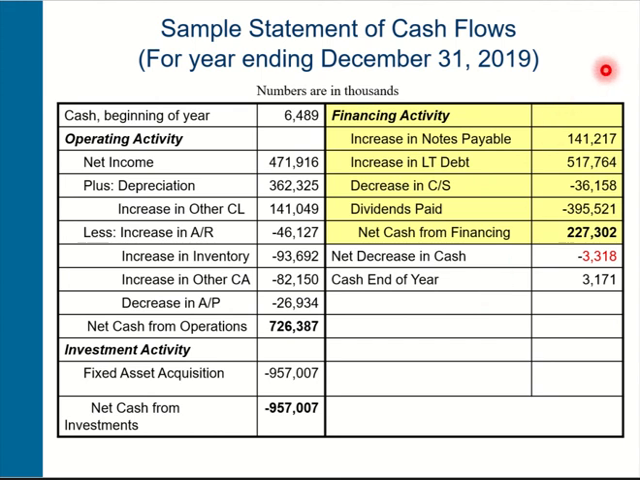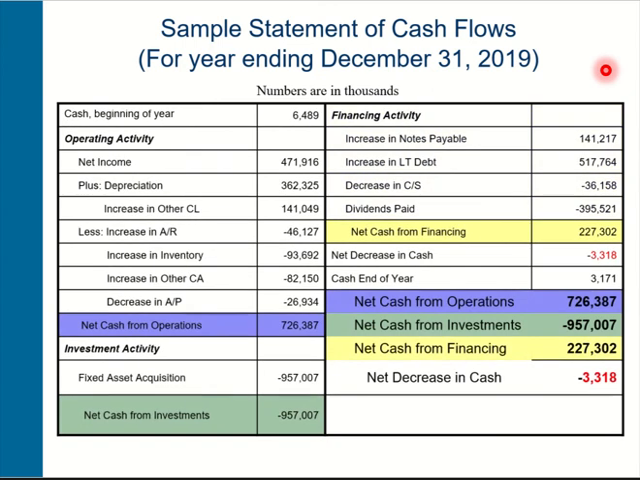So to summarize here, we can take the total net cash flows from each of the 3 categories that we've considered. If we add them all up, we should arrive at the total net decrease in cash for the company, which in fact we do. And you'll notice that this amount, $3,318,000 negative, is exactly equal to the difference between our starting cash at the beginning of the year and our ending cash at the end of the year.